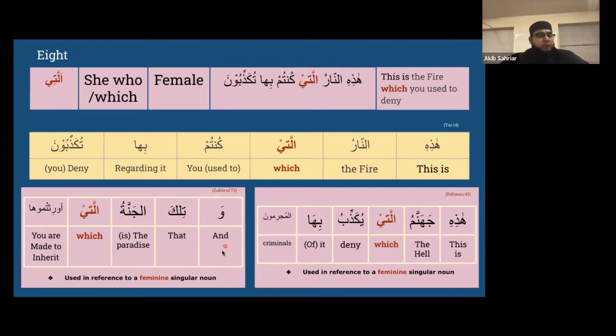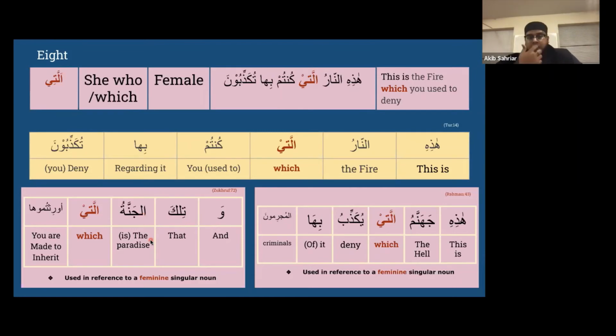The next example, Surah Zukhruf, Allah says, وَتِلْكَ الْجَنَّةُ الَّتِي أُورِثْتُمُوهَا, right? So wa means "and," which is going to come a lot throughout the Quran. Tilka means "that," and it's referring to, again, a feminine noun, right? Hadihi, tilka, this and that, referring to feminine nouns. And over here, the noun is Jannah. Paradise is also a feminine noun, just like Jahannam and nar were feminine, Jannat is also feminine, right?